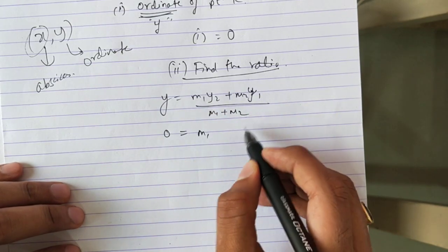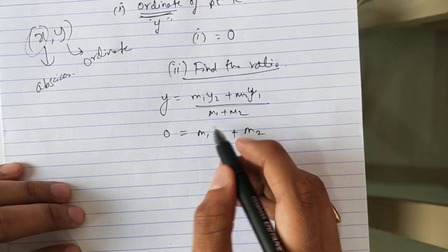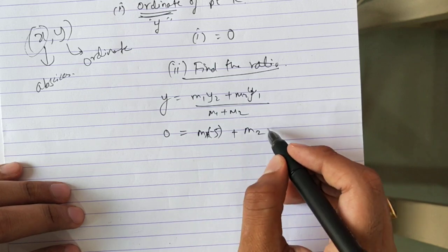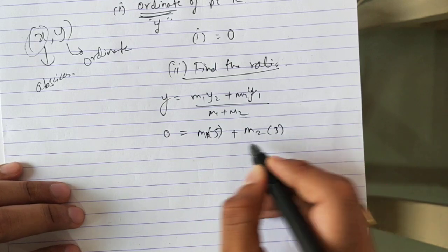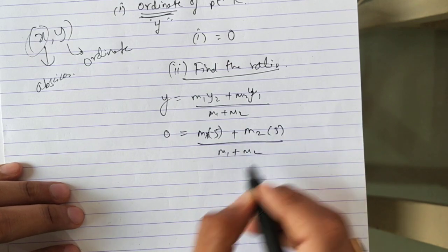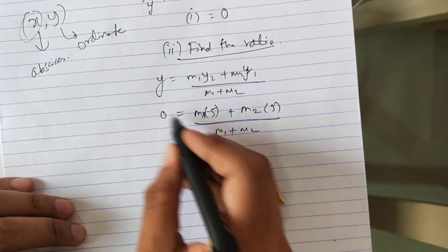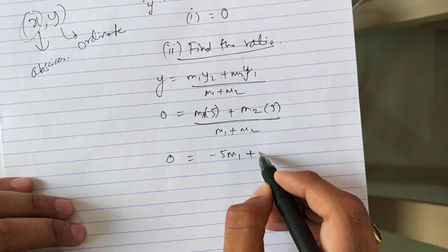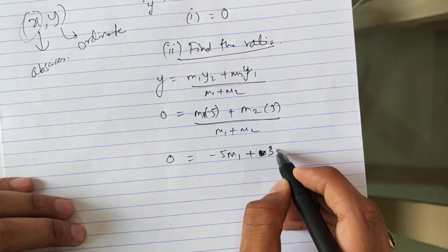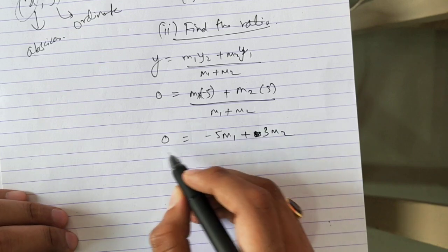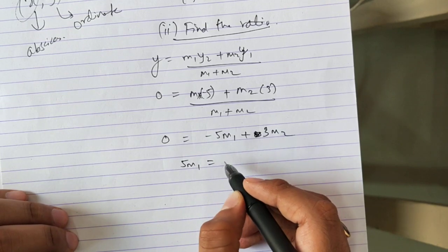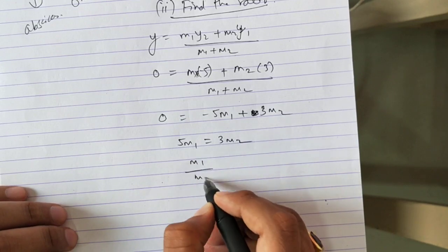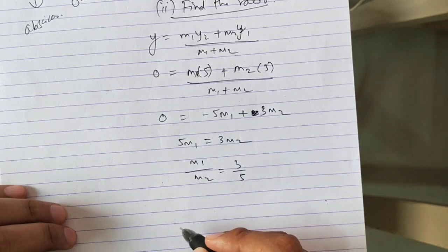m1, m2 I don't know. y2 is given as -5 and y1 is 3. This m1 plus m2 will go here and get multiplied with 0. It will become 0 equals -5 m1 plus 3 m2. -5 m1 will go to the other side, 5 m1 is equal to 3 m2. So m1 upon m2 is 3 upon 5.